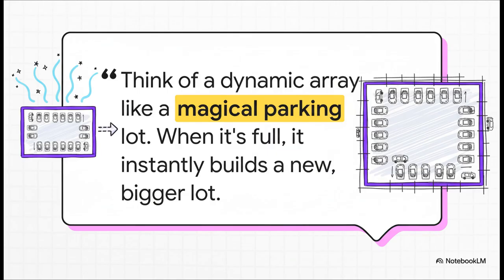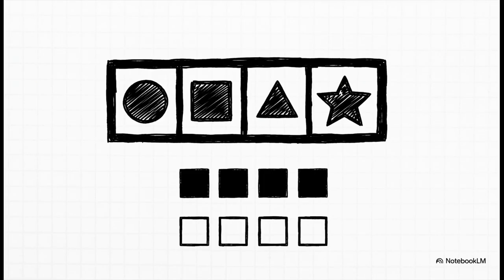I love this analogy because it's just perfect. You just keep adding elements, parking cars one after another. You're not counting spaces, you're not worrying about capacity. Then, the moment you try to add one more and the lot is full, the system handles it all for you behind the scenes. A new, bigger lot appears, all the cars are moved over, and you just carry on like nothing even happened.